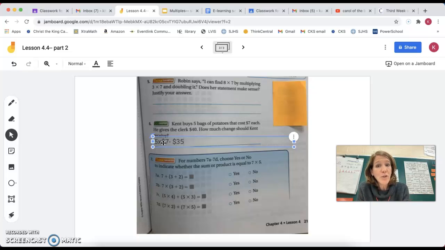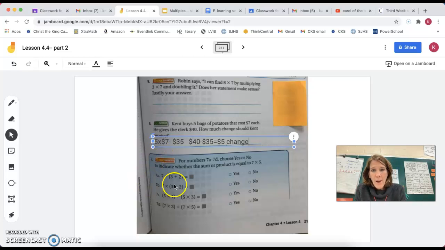If he gives the clerk $40, how much change does he get back? What operation are we going to have to do? Are we combining the $40 and the $35, or are we comparing them? We're going to compare them because we want to know the difference between the $40 that he gives the clerk and the $35 that he owes them, right? So we're going to take $40 and subtract $35, and we're going to end up with how much change he gets back. 40 minus 35 is $5. He's going to get $5 change.